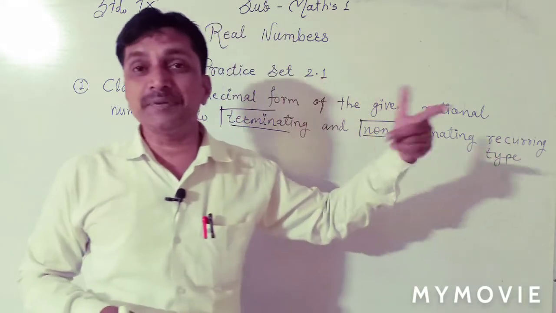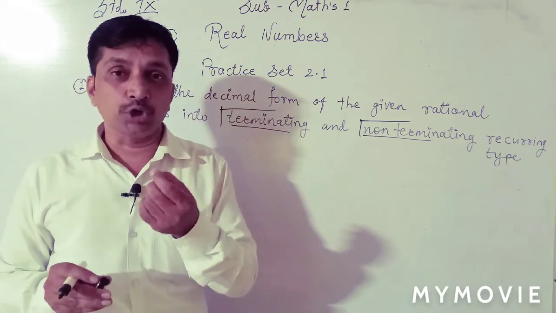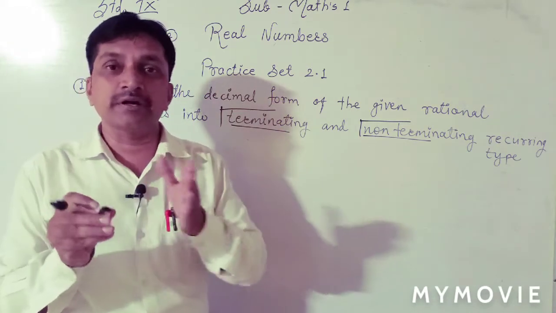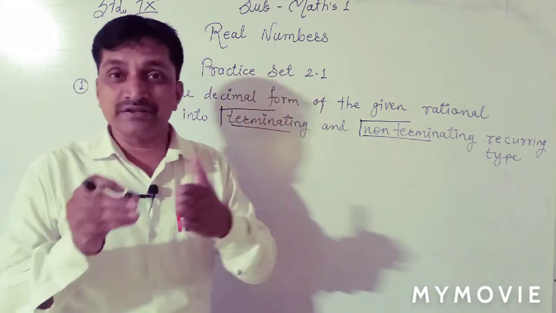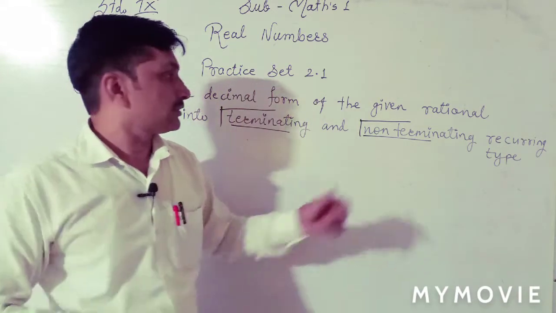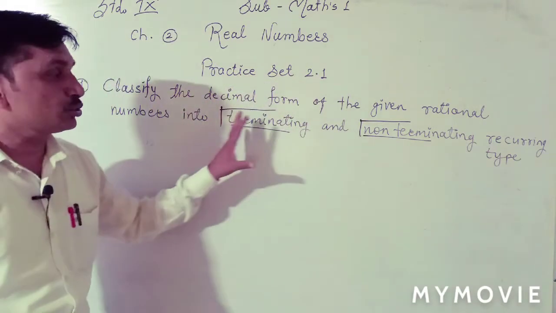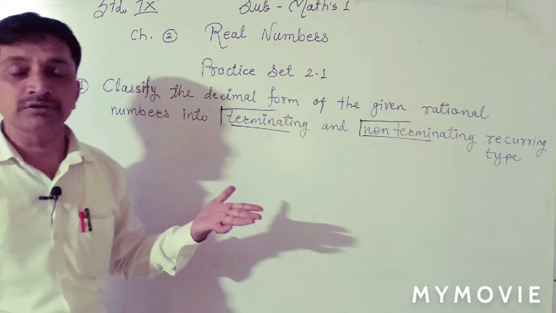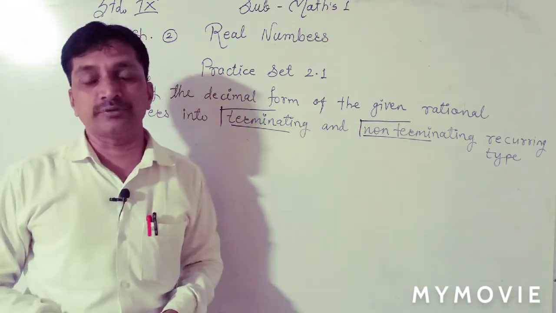repetition. In that division, one digit or group of digits will repeat. That digit will come again and again. For example, 2, 2, 2, 2 or 3, 5, 3, 5, 3, 5. A group of digits will repeat. That is called non-terminating recurring. Now in this question, some rational numbers are given and we have to classify them into terminating and non-terminating.